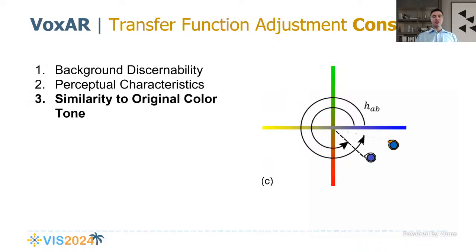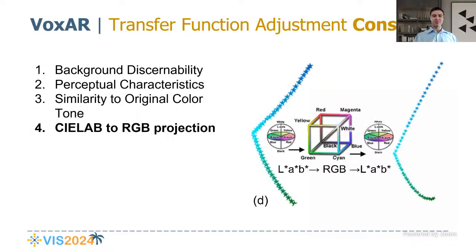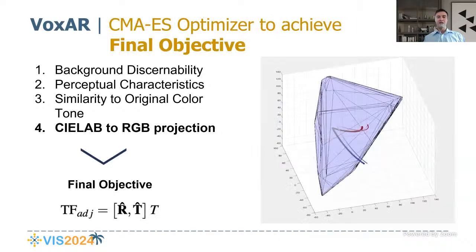The third prioritizes colors remaining close to their original color tone. And the fourth ensures that all transfer function colors from the larger CLAB color space have a valid correspondence in the smaller RGB color space. These constraints are then solved using covariant matrix adaptation evolution strategy, an optimization algorithm.